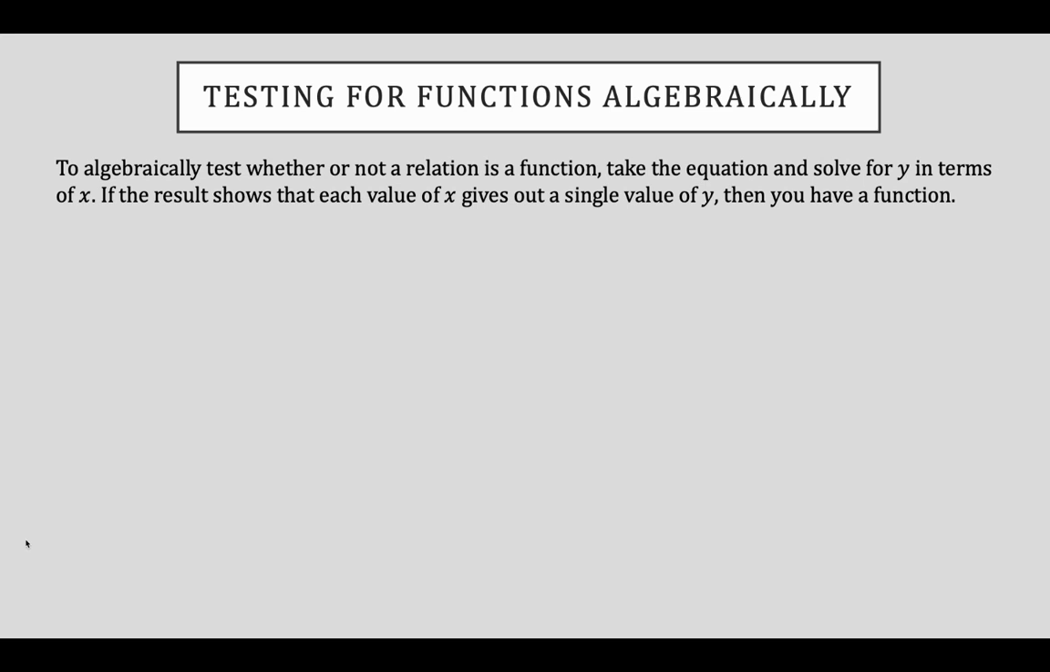That means we'll end up with a single equation. Determine if the equation represents a function. Here we have x cubed plus y minus 3 is equal to 0. So again, what we want to do here is solve the equation for y in terms of x. That means isolate y. In order to isolate y here, we would have to add 3 to both sides of the equation and subtract x cubed from both sides of the equation. This gives me y equals 3 minus x cubed.